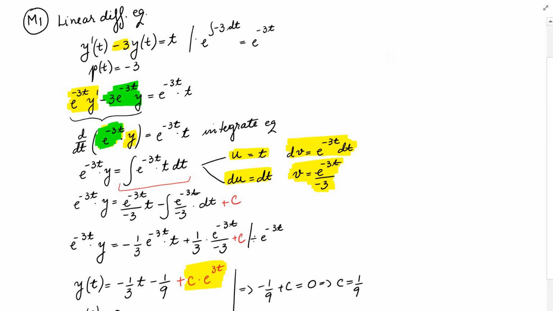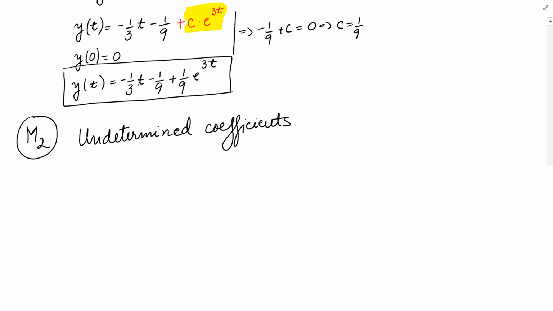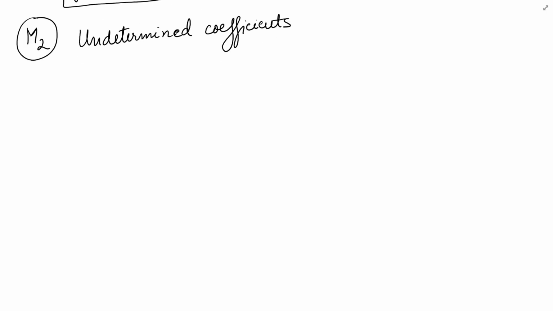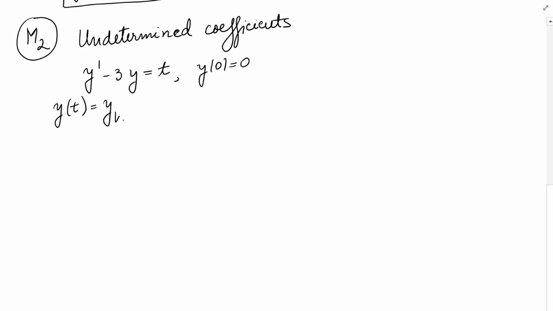So I'm curious now what we're going to get with different methods. So let's try the undetermined coefficients method. So again, y prime minus 3y equals t, y of 0 equals 0. Undetermined coefficients means I want to have my solution as the sum of a homogeneous solution, the solution to the homogeneous equation, plus the particular solution.